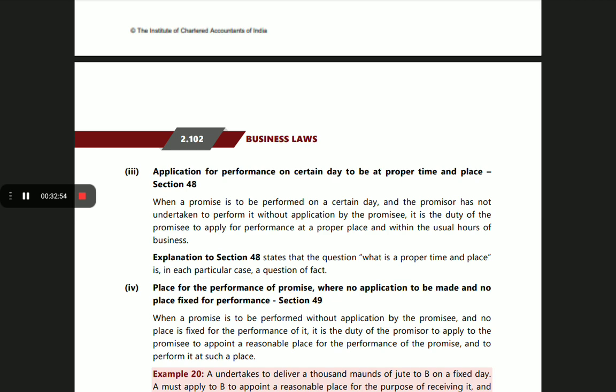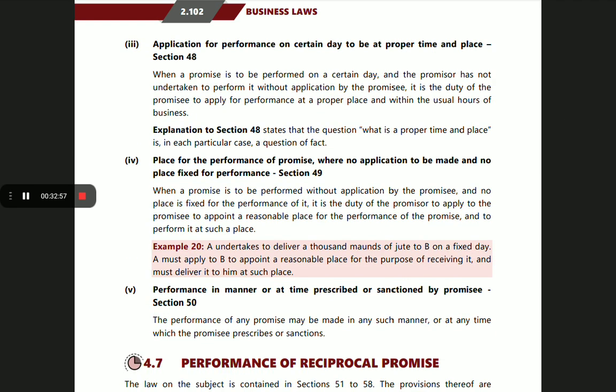Place for the performance of promise where no application is to be made and no place is fixed for performance. Section 49. When a promise is to be performed without application by the promisee and no place is fixed for the performance of it, it is the duty of the promisor to apply to the promisee to appoint a reasonable place for the performance of the promise and to perform it at such a place.